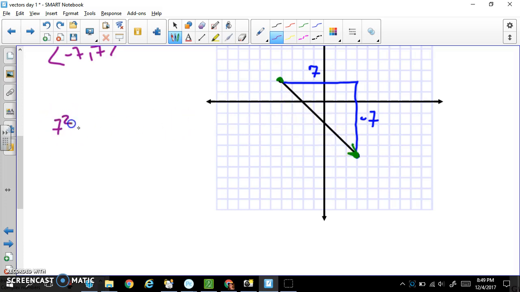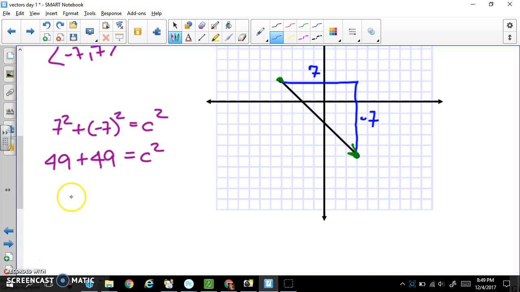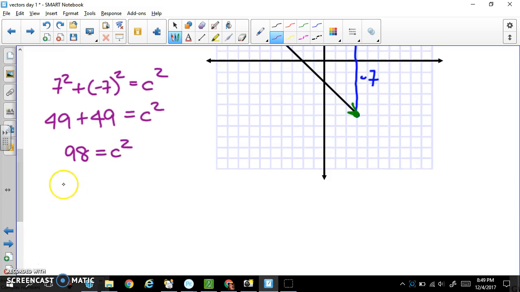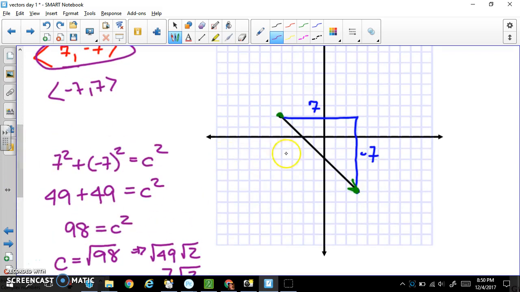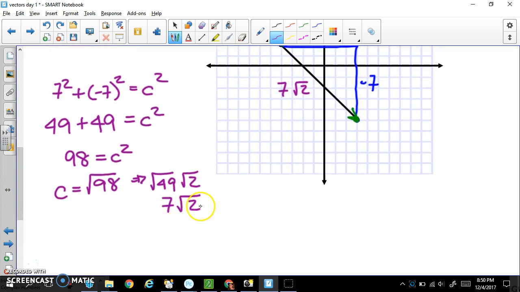If I'm going to do that, that would be 7 squared plus negative 7 squared equals C squared. Okay, so that gets me 49 plus 49 equals C squared. So now I have 98 equals C squared. If I solve for C, I get C equals the square root of 98. The square root of 98 reduces: that's the square root of 49 times the square root of 2, and the square root of 49 is 7. So I have 7 square root 2. So that's what I have right here, 7 square root 2. That is my magnitude. That's telling me my length from start to finish. I'm going 7 square root 2. That's the length.